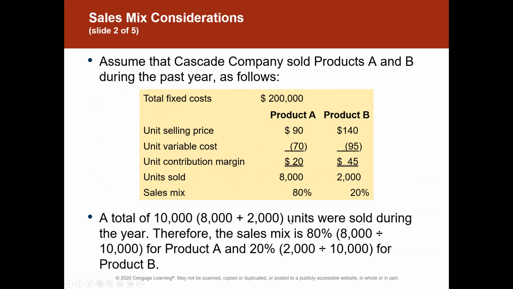You can see here the sales mix when we sell 8,000 of product A and 2,000 of product B. That's a total of 10,000 products. 80% of them are product A and 20% are product B. So we calculate individually the unit contribution margin, but then we apply the weight based on the sales mix. And just to restate this, the sales mix is based on the number of units that you sell. That's an important distinction.